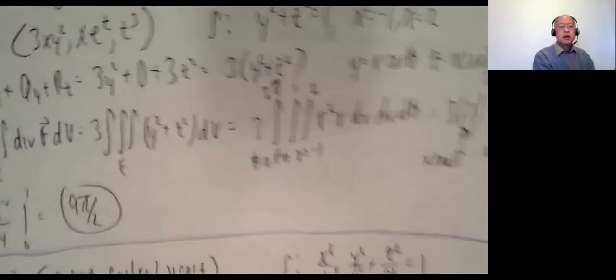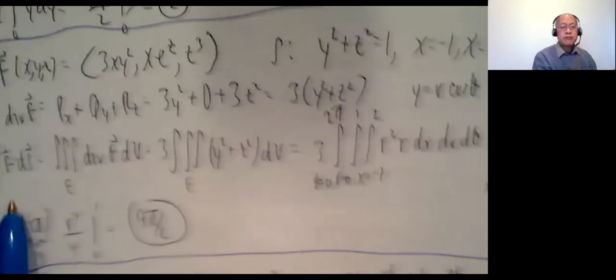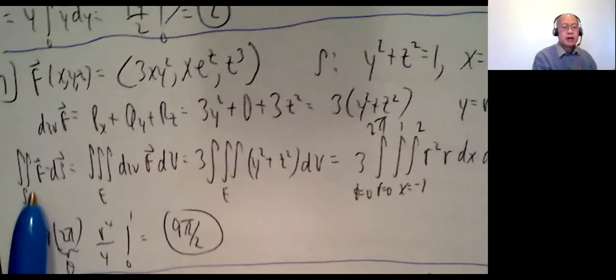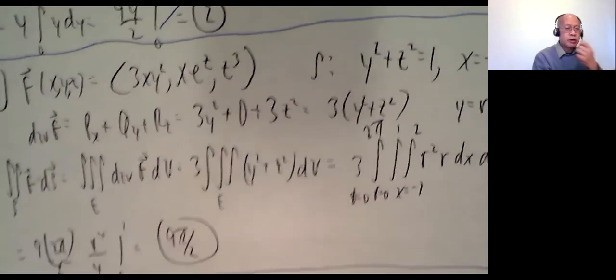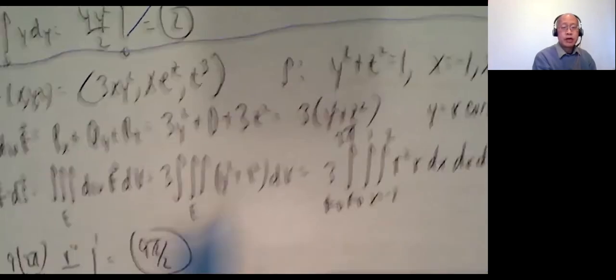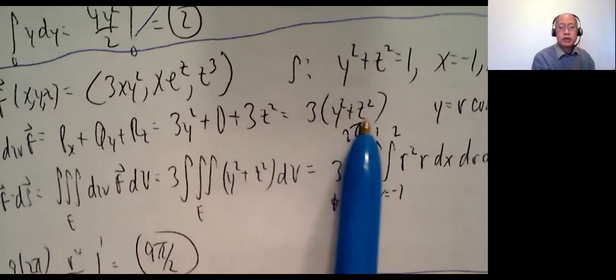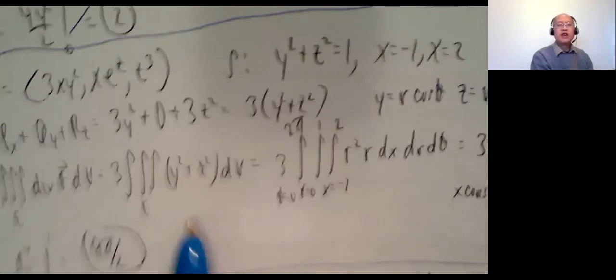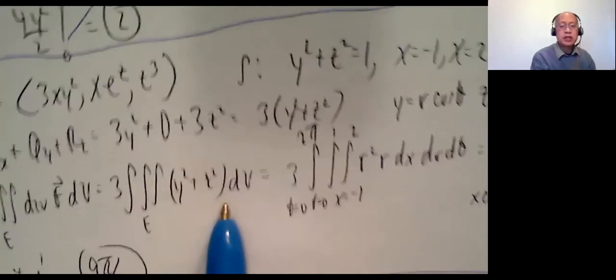Okay, so formally they asked for the double integral over S of f dot dS, but it's a lot easier to do the triple integral over the region E of the divergence of f. So I'm integrating 3 times y squared plus z squared dV, and then I switch to cylindrical coordinates.